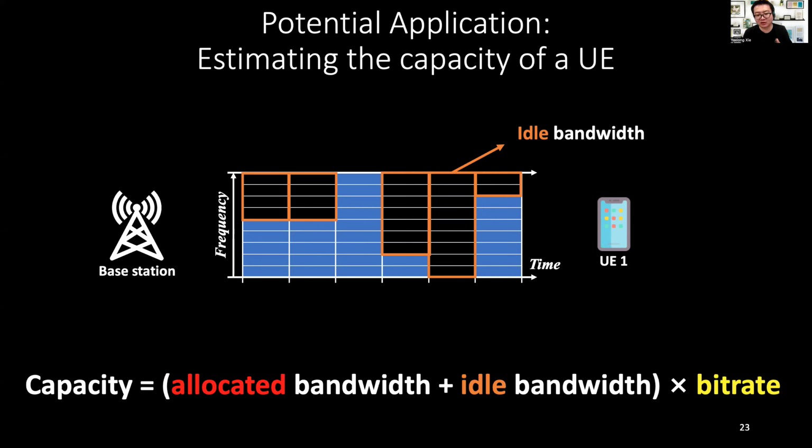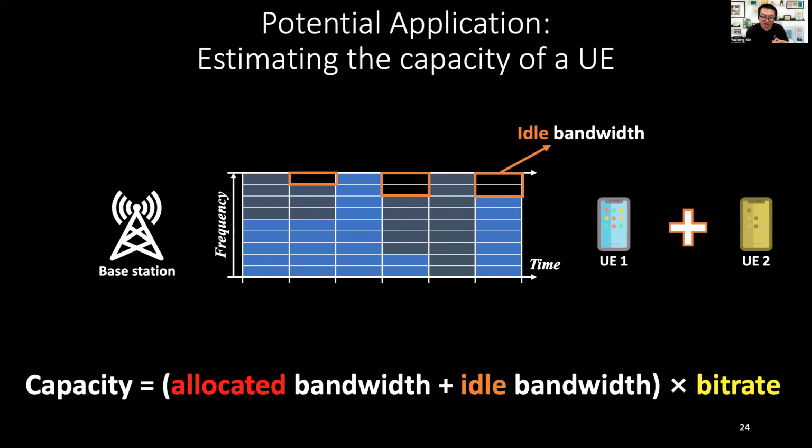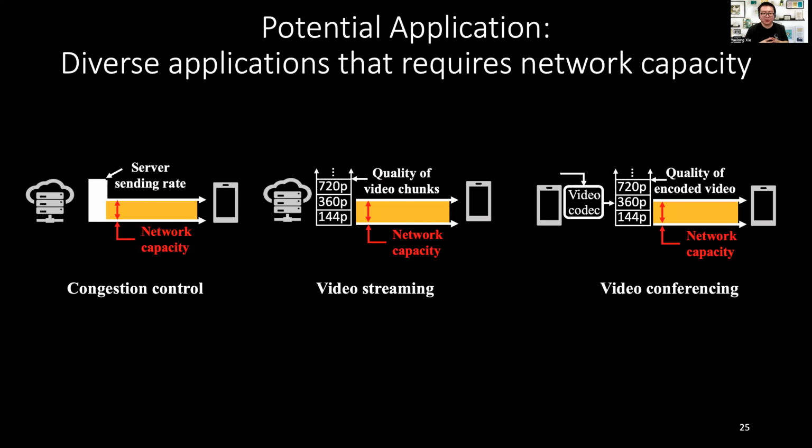For example, if the user is able to use all the idle bandwidth, then the capacity is very high. But if the user is not the only user of the base station, then the idle bandwidth is much smaller. So we need to know how busy the base station is. And if we have accurate capacity estimation, then we can improve the performance of a lot of applications running on top of the cellular network, like congestion control, video streaming, and video conferencing. They all require accurate capacity.